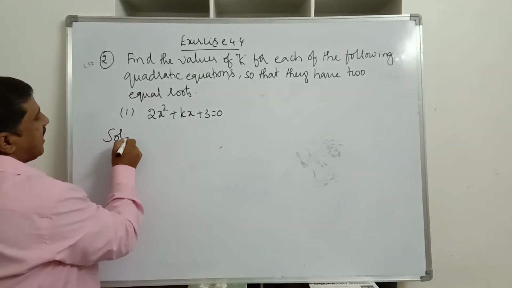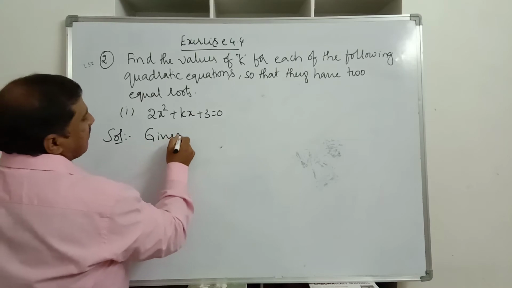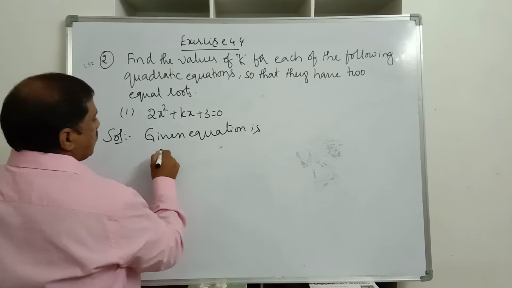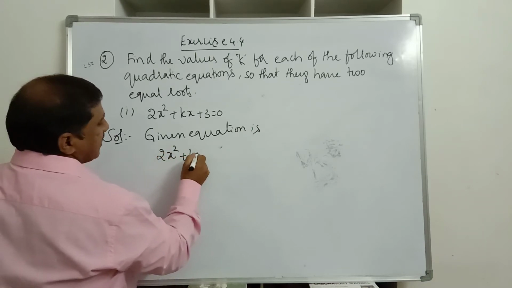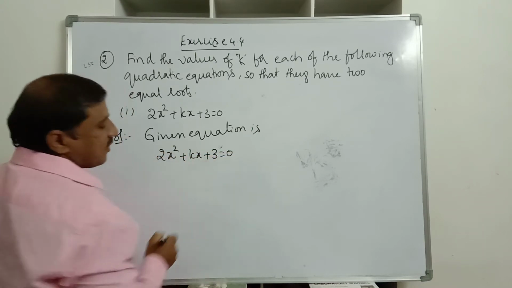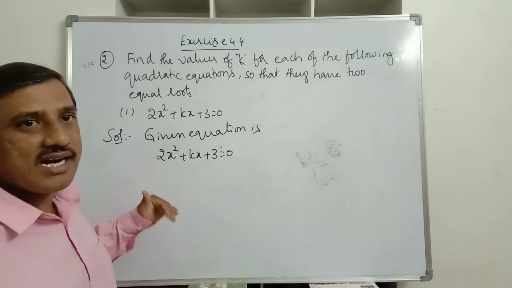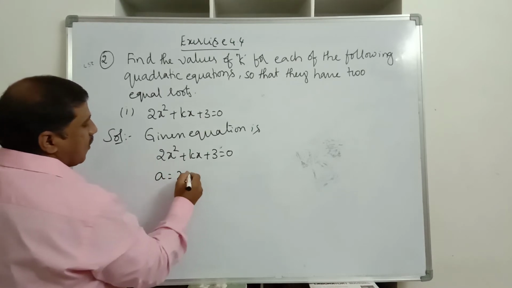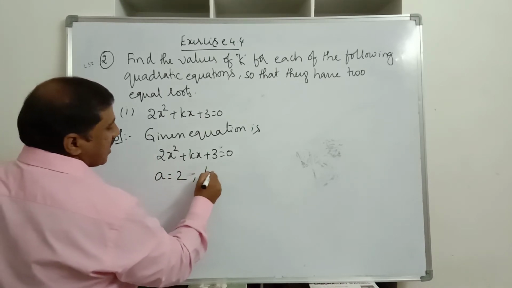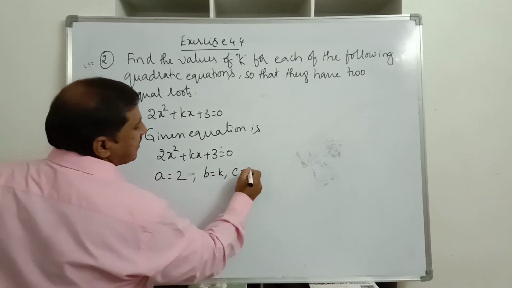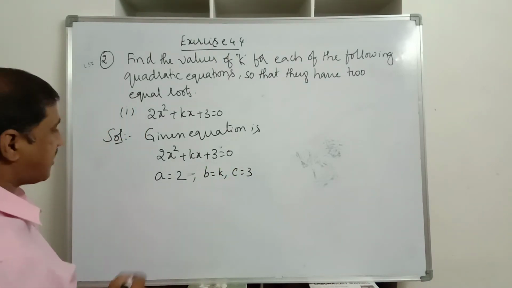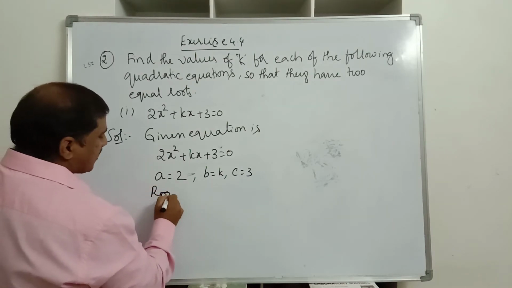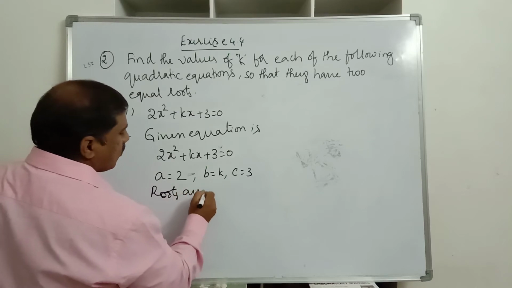Therefore, the given equation is 2x square plus kx plus 3 is equal to 0. Now compare this with the general form of the quadratic equation and write a as 2, that is the x square coefficient, b as k, that is the x coefficient, and c as 3, that is the constant term. Now it is given the roots are equal.